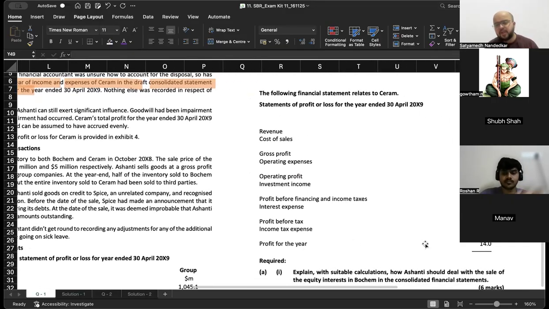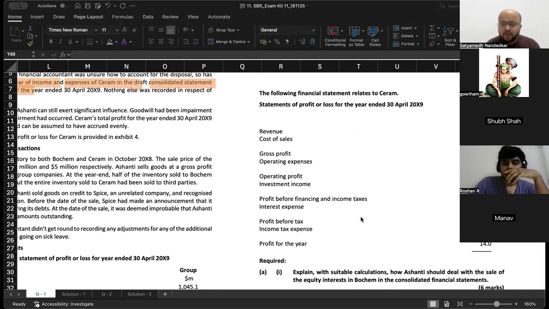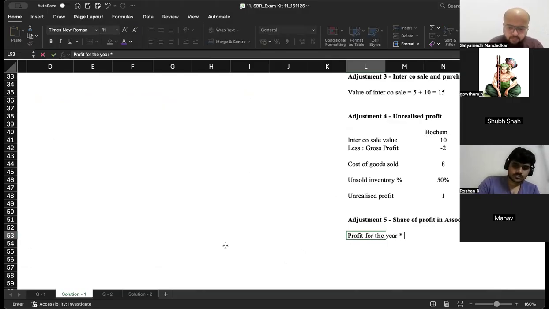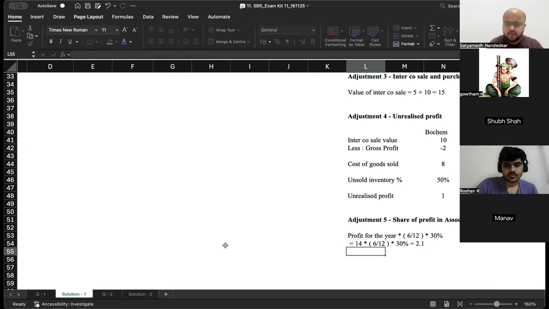What is profit for the year? 14 is profit for the year. Into 6 by 12 into 30%. So 14 into 7 into 30%, 2.1.